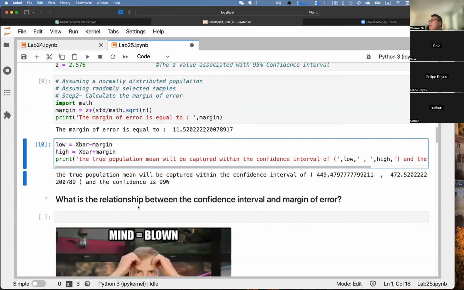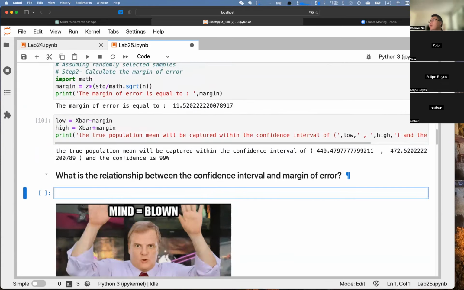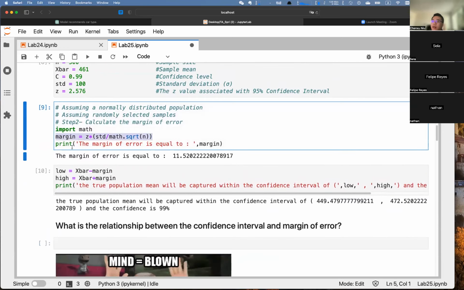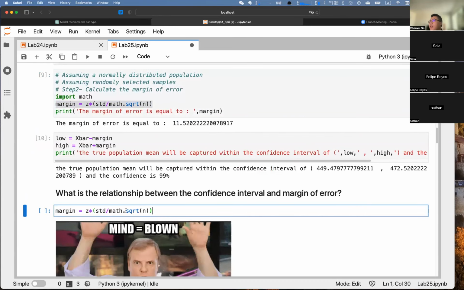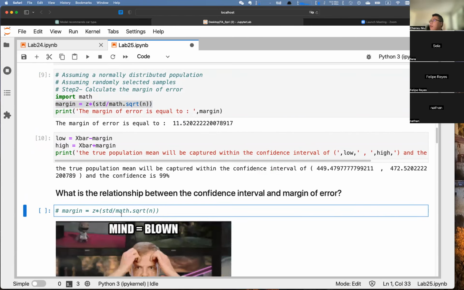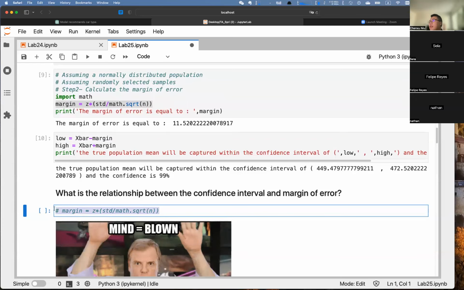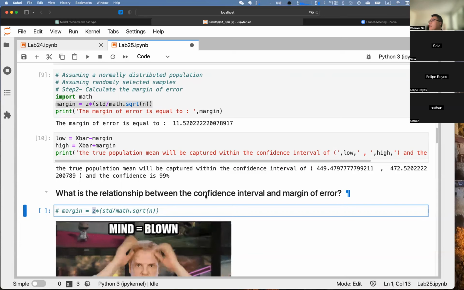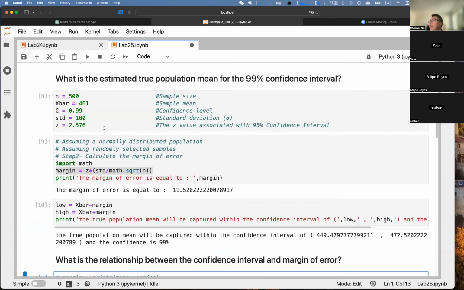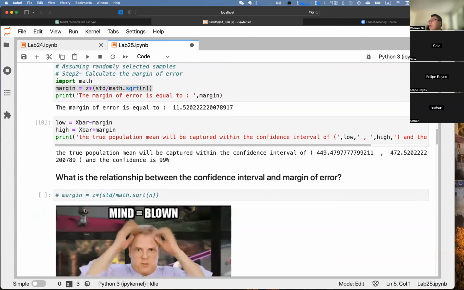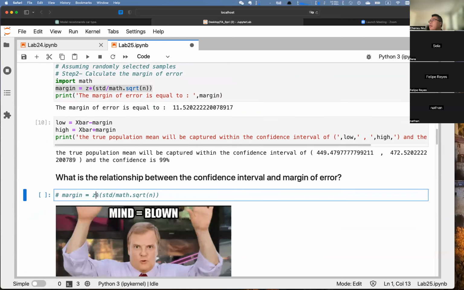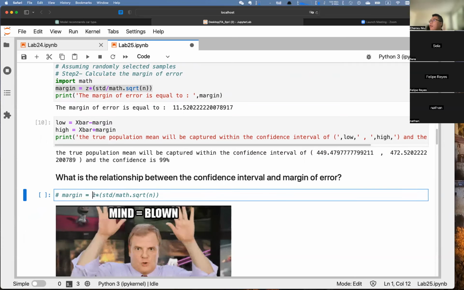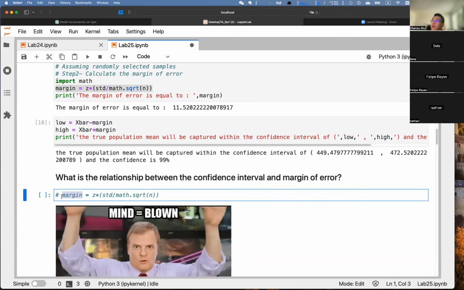Okay, next one, you need to answer one question. What is the relationship between the confidence level and the margin of error? You can answer from this calculation, right? You will find out the confidence level is related to the Z value, and the margin is this Z value multiplied by something. When the Z value is larger, the margin would be larger.